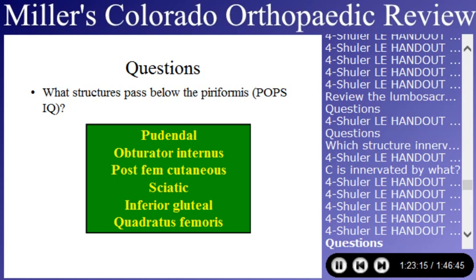What structures pass below the piriformis? And Dr. Miller had a mnemonic for this, POPS IQ. Pudendal, obturator internus, posterior femoral cutaneous nerve, sciatic, although the sciatic can go through the piriformis about 2% of the time, inferior gluteal and quadratus femoris.